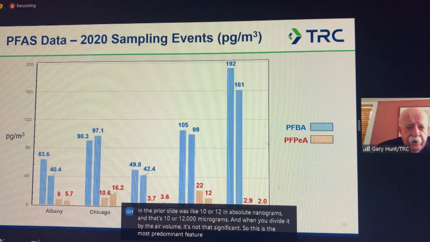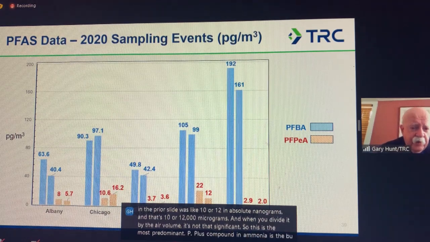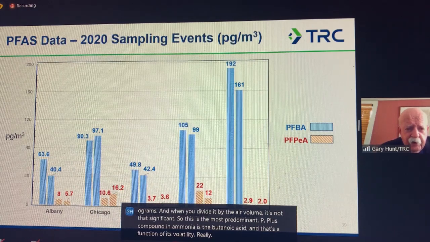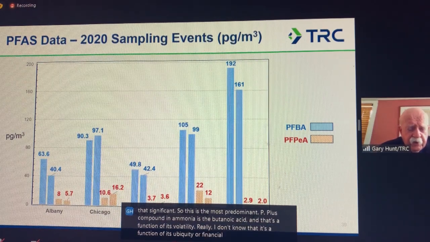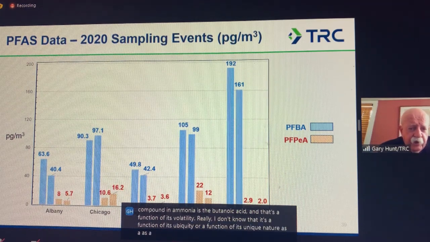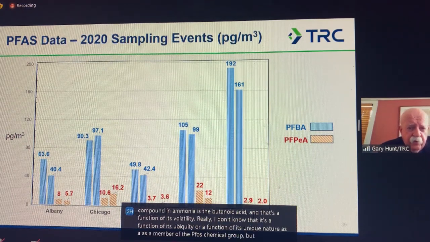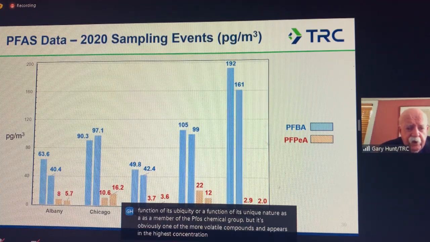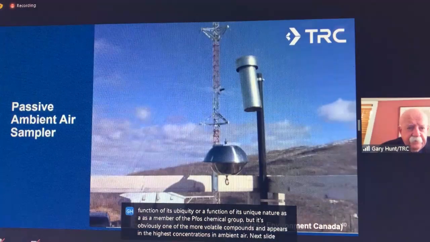PFAS compound in ambient air is the butanoic acid, and that's a function of its volatility, really. I don't know that it's a function of its ubiquity or a function of its unique nature as a member of the PFAS chemical group, but it's obviously one of the more volatile compounds and appears in the highest concentrations in ambient air. Next slide, please.